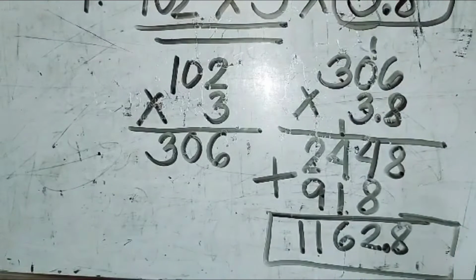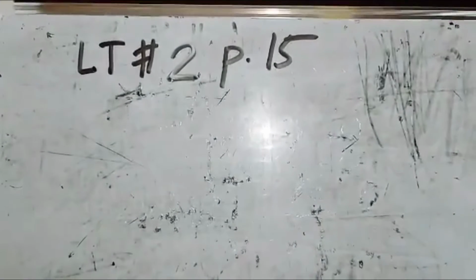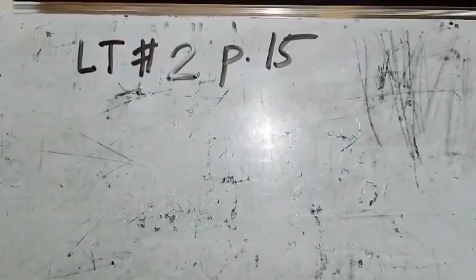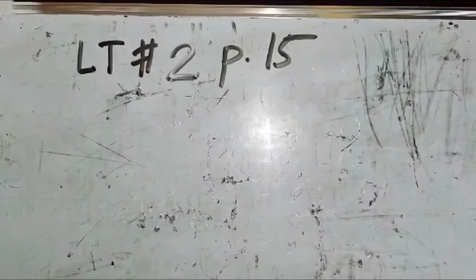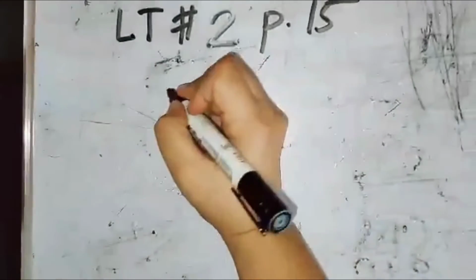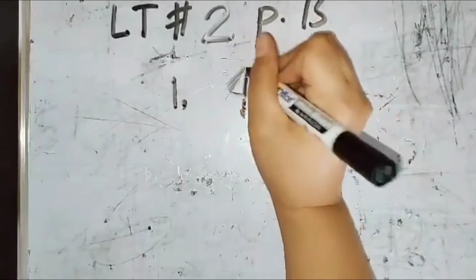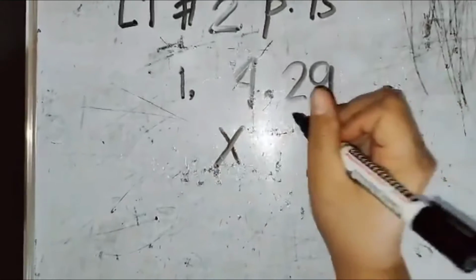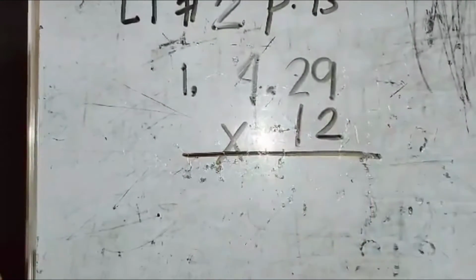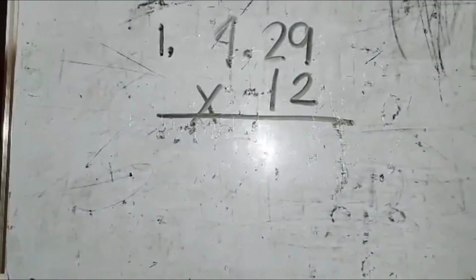Okay, kayo nang bahala sa number 2, 3, and 4. Let's answer learning task number 2, still on page 15. Ano? So, dito naman nakasulat na siya vertically. Yung ating isosolve. Nakalagay dyan, find the product. Okay, let's answer number 1. So, 4.2900 times 12. Okay. Ito, diretso solve na kayo. Use your scratch paper, ha? Tapos lagay na lang ang sagot sa ating answer sheet.